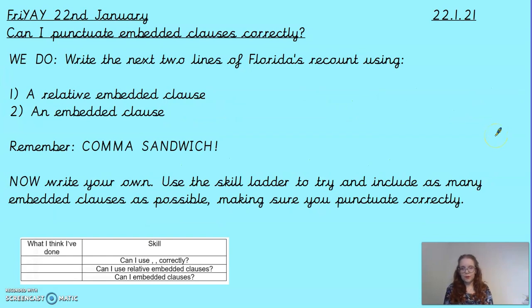Okay, we do. Write the next two lines of Florida's recount using a relative embedded clause and an embedded clause. Remember the comma sandwich, okay? So what I want you to do is pause me here, have a go at writing one with a relative embedded clause and an embedded clause. I'm going to pause me too, and then I will show you my sentences and see how close they are to yours.